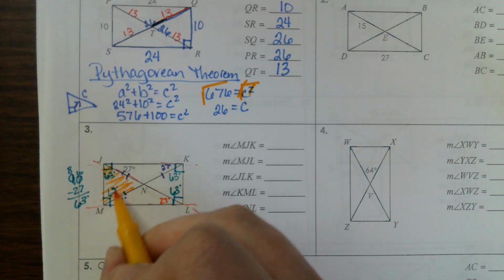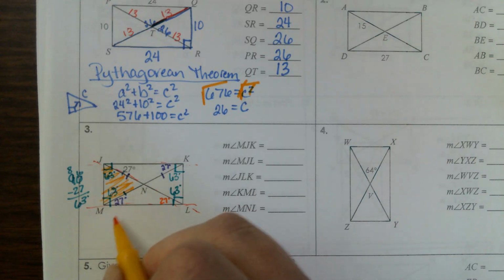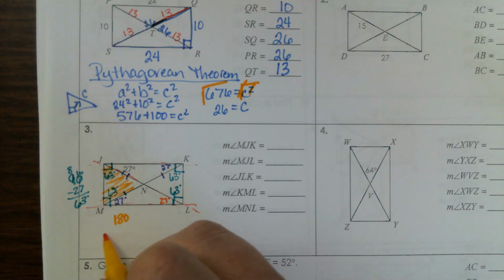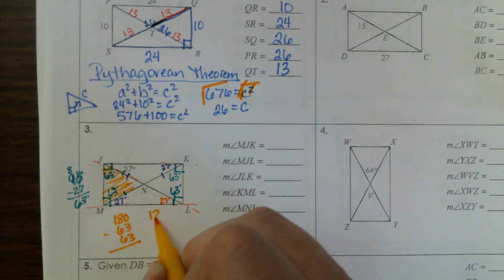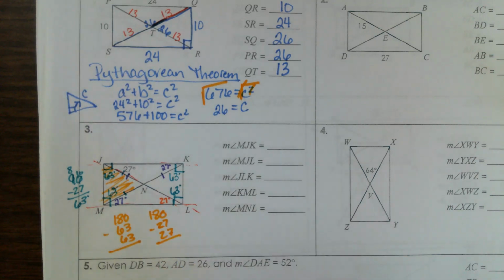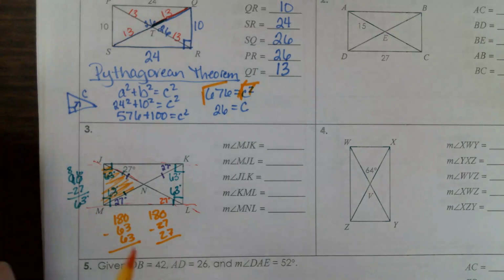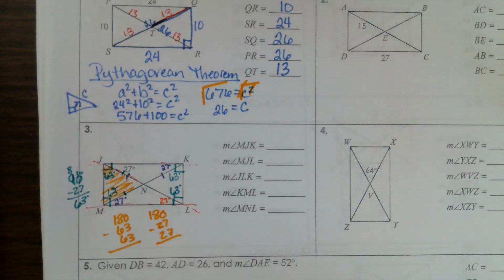Okay, I know these are isosceles triangles, so I'm going to take my 180 minus 63 minus 63. Now, I could have done it for the other one as well. I could have done 180 minus 27 minus 27. Okay, so just pick one and go from there. Sometimes it's hard to do, so don't stress. Pick one of them. Now I'm going to get my calculator. Here we go.